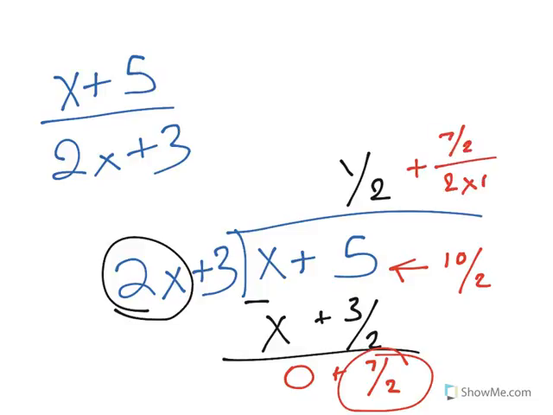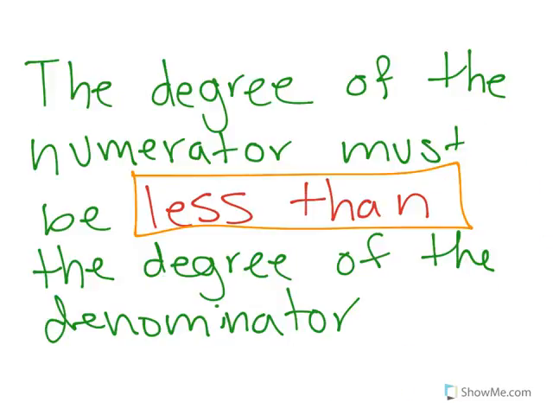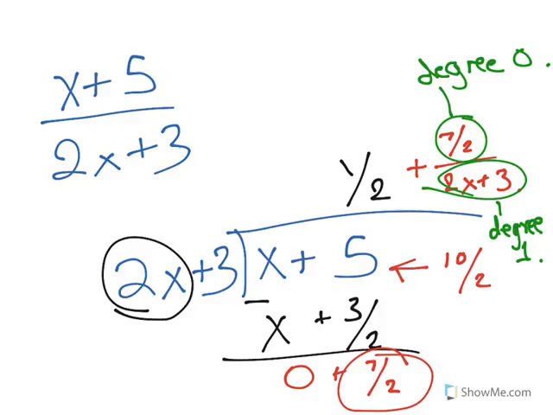7 over 2 is degree 0. And 2x plus 3 has degree 1. So we fulfill the requirement that the degree of the numerator must be less than the degree of the denominator.